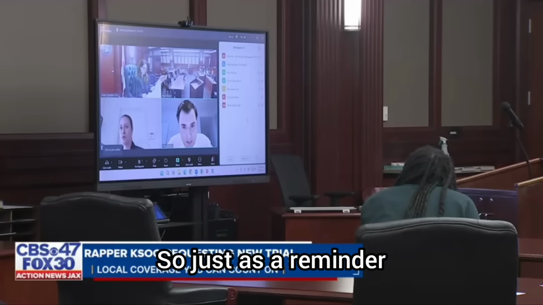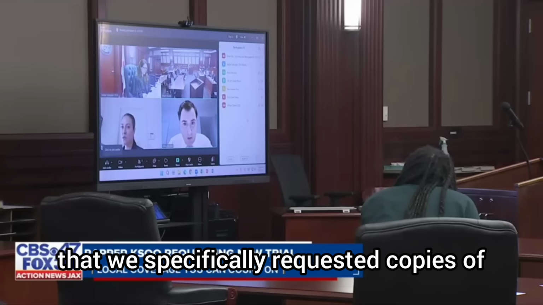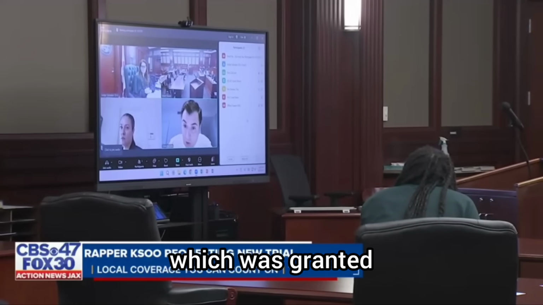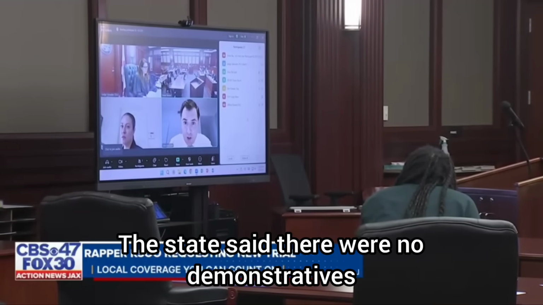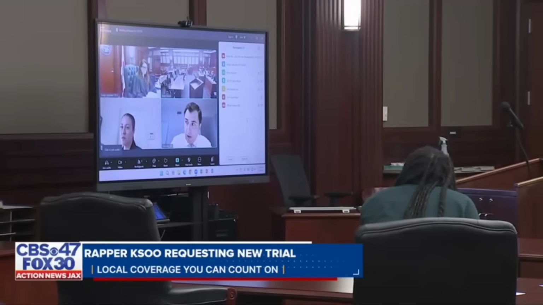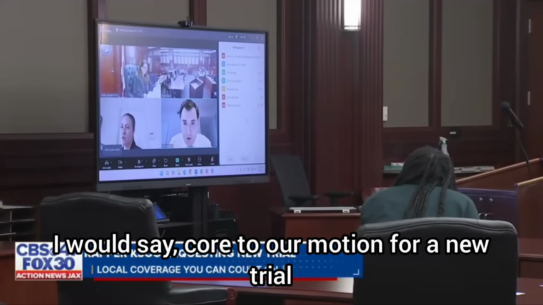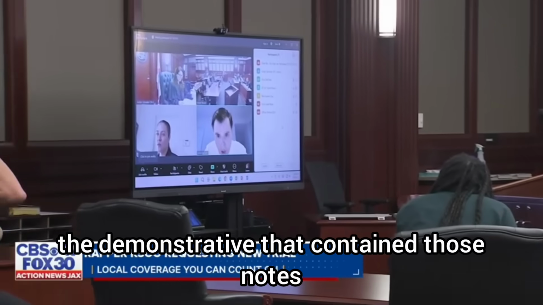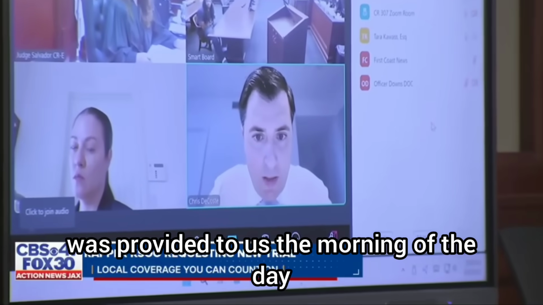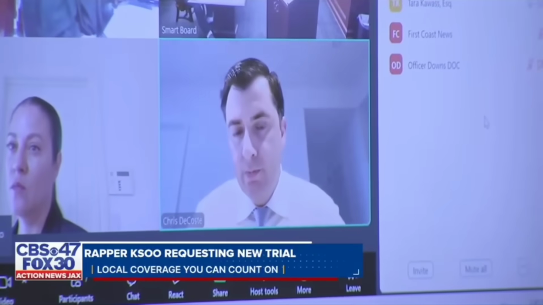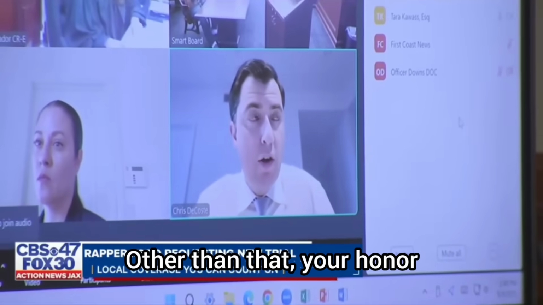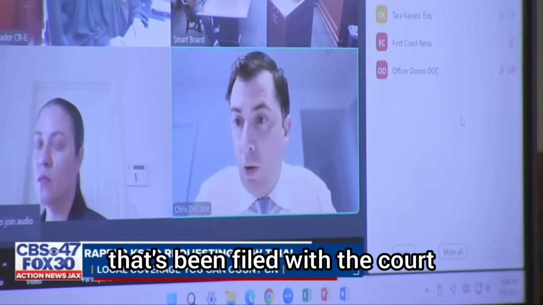So just as a reminder and for the record that we specifically requested copies of all demonstratives at the hearing on the motions in limine, which was granted. The state said there were no demonstratives, and the demonstrative with the notes, which is, I would say, core to our motion for a new trial, the demonstrative that contained those notes was provided to us the morning of the day that it was introduced. Other than that, Your Honor, we rely on the motion that's been filed with the court.